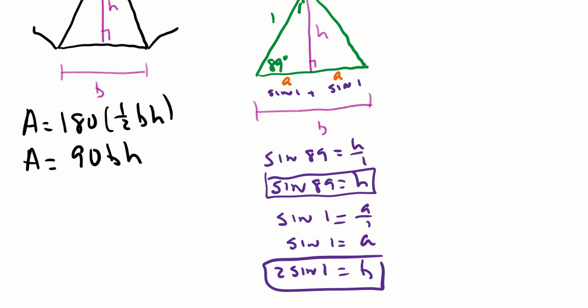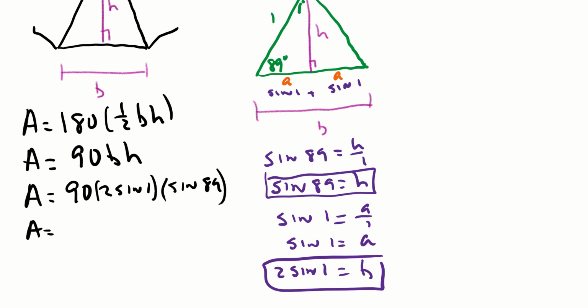So now I have the height and I have b, so now I just have to plug it into my formula, and so I get 90 times 2 sine 1 times the sine of 89. And so then the area equals, so now I'm just keying into the calculator, making sure my mode is in degrees, and then I do 90 times 2 sine 1 times sine 89, and I get my area is 3.14 units squared.